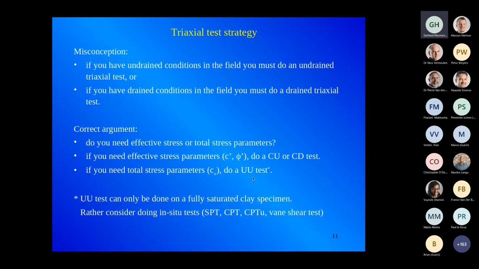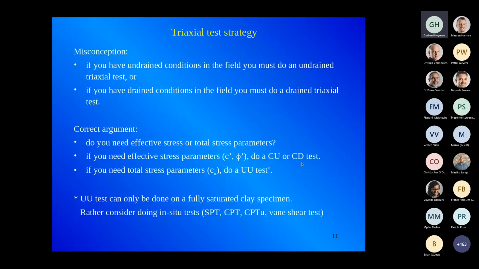If you must do a triaxial test, but again, I've already stated, I am much more in favor of an in situ test if you need total stress parameters. Okay. Let's get to this question. Now, we've decided we want effective stress parameters, c dash, phi dash, because we're going to do a slope stability analysis under some future stress conditions. Would we rather do a consolidated undrained or consolidated drained test?